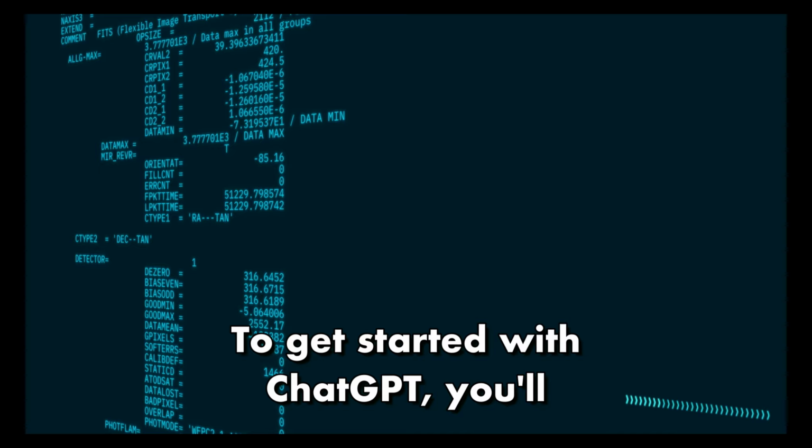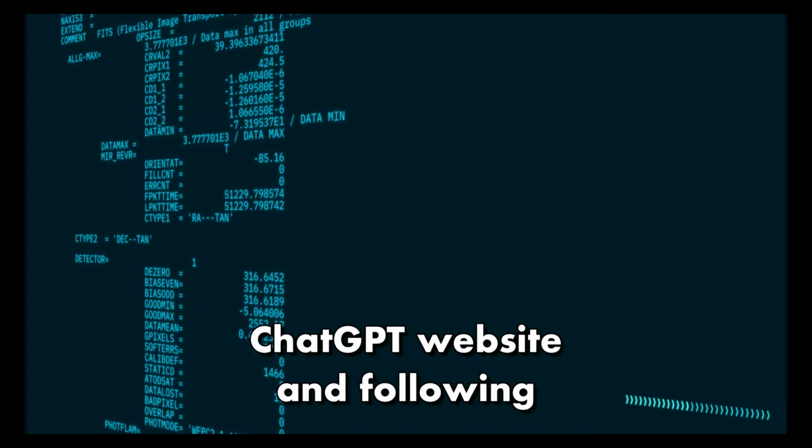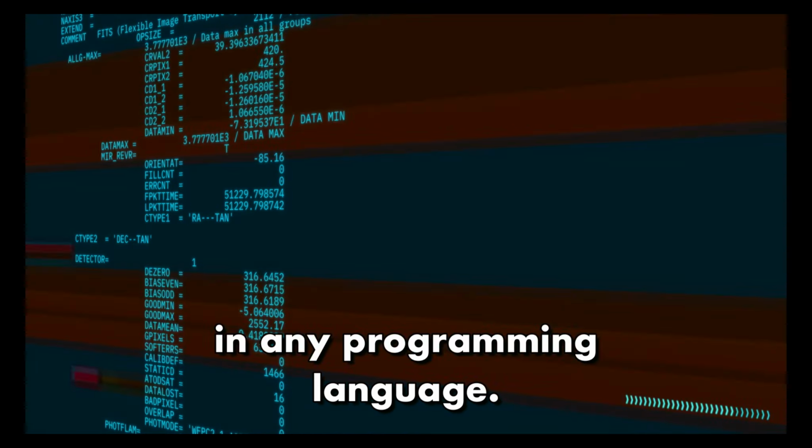To get started with ChatGPT, you'll need to install it on your computer. You can do this by going to the ChatGPT website and following the installation instructions. Once you have ChatGPT installed, you can start using it to write code in any programming language.